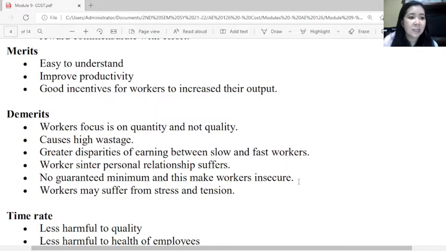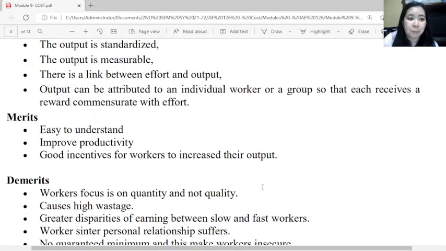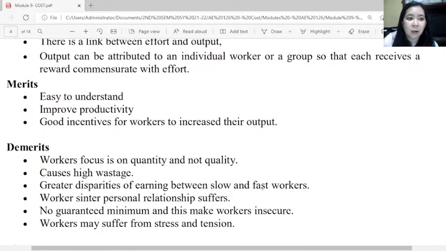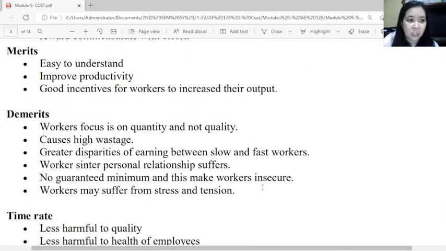The second is for merits. Here it is easy to understand. It improves productivity and is a good incentive for workers to increase their output. So basically, this is what the advantages of the piecework are.